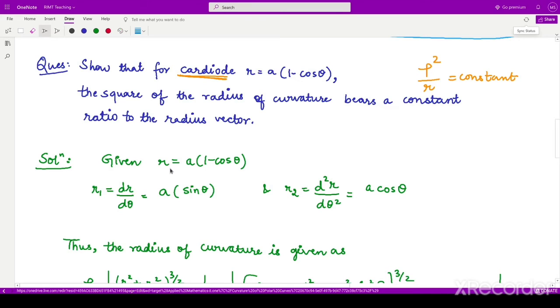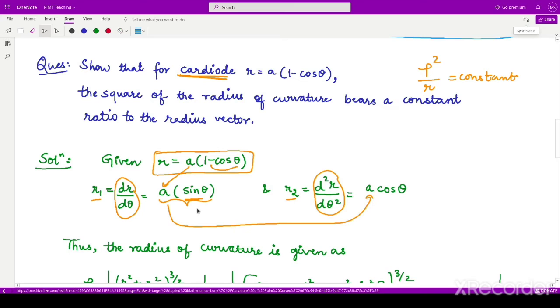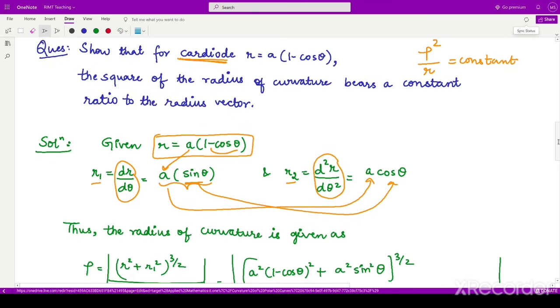For that, our curve is given to be r is equal to a(1 minus cos theta). So firstly, we will calculate r1 and r2. That means the first derivative of r with respect to theta and the second derivative of r with respect to theta. So a would be constant, the derivative of 1 would be 0, the derivative of minus cos theta would be minus sine theta. So that would be a sine theta. And then we have the double derivative of this quantity. So a as such, and then the derivative of sine theta would be cos theta. So we have r1 and r2.